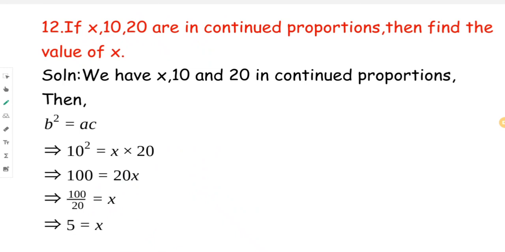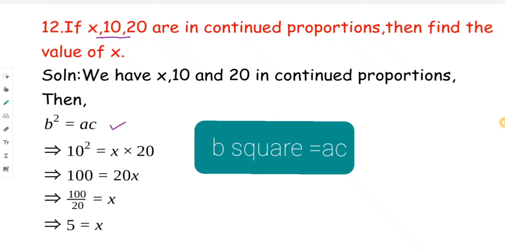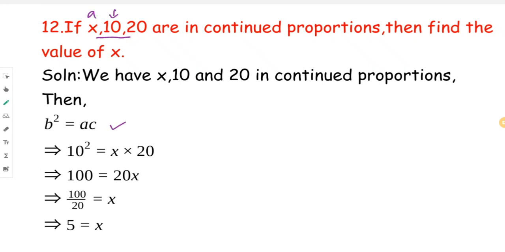Alright, 12. If x, 10 and 20 are in continued proportion, then find the value of x. Remember, now just 3 terms are there, right? Which means I'll be able to use that formula, b squared equals a times c. Here x is a, 10 is b, and then c is 20, right? So b squared equals ac.